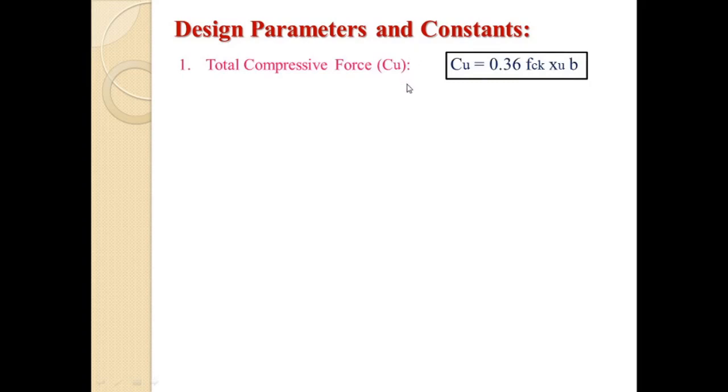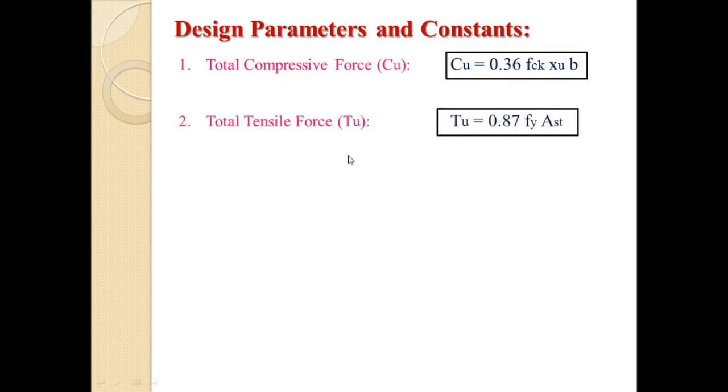Firstly, we calculate the total compressive force which acts above the neutral axis in a singly reinforced section, which is represented by the letter Cu. This we calculate by Cu = 0.36 fck xu b. Here, fck is the characteristic compressive strength of concrete, xu is the neutral axis distance, and b is the width of that section.